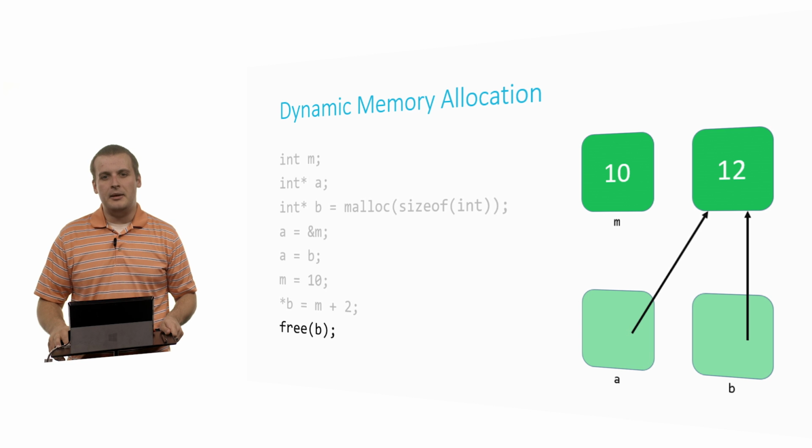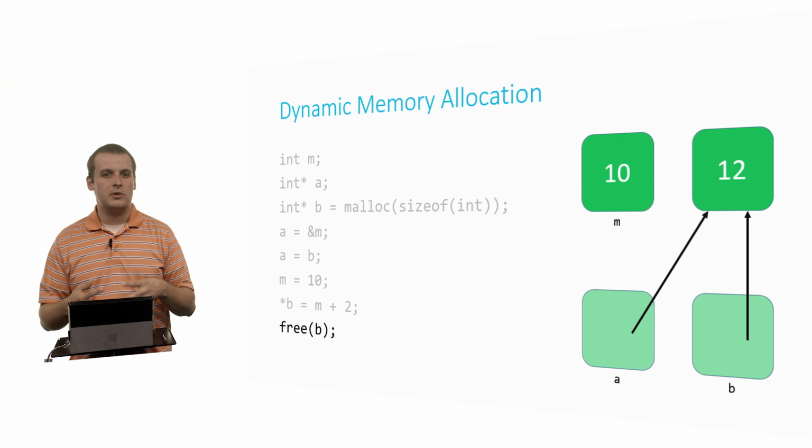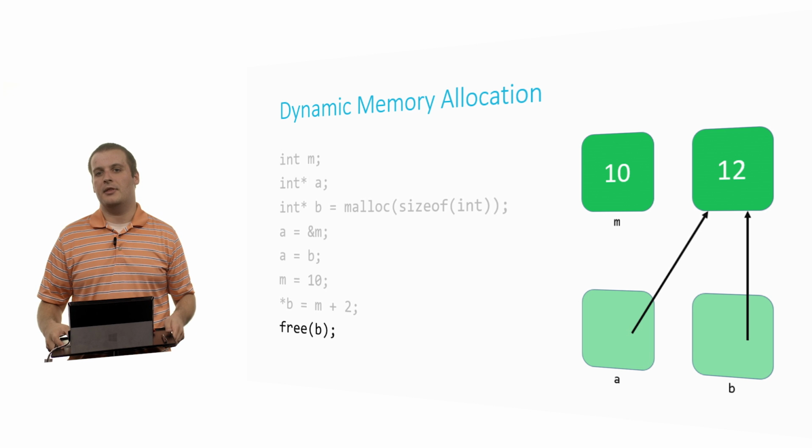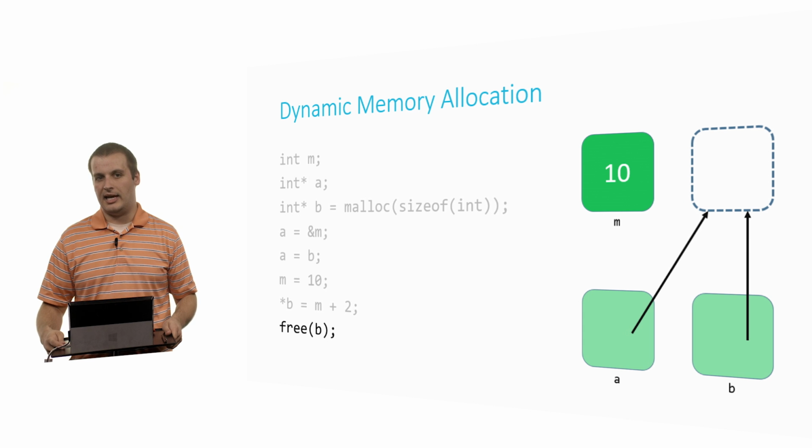Now I free b. What happens when I free b? Well, remember what I said free means. What am I saying when I free b? I'm done working with it, right? I essentially give up the memory. I give it back to the system. I don't need this anymore, is what I'm telling them. Okay. Now if I say star a equals 11, you can probably already tell that something bad's going to happen here, right?